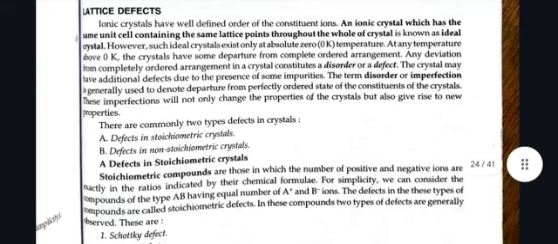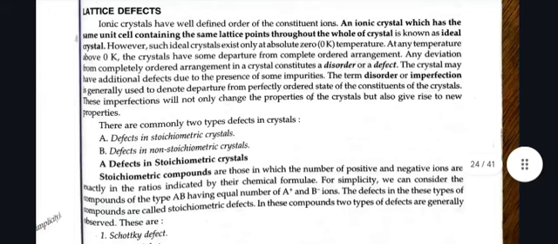The crystal may have additional defects due to presence of some impurities. The term disorder or imperfection is generally used to denote departure from perfectly ordered state of the constituents of the crystal. These imperfections will not only change the properties of the crystal but also give rise to new properties. There are commonly two types of defects in crystal: defects in stoichiometric crystals, and defects in non-stoichiometric crystals. A. Defects in stoichiometric crystals.